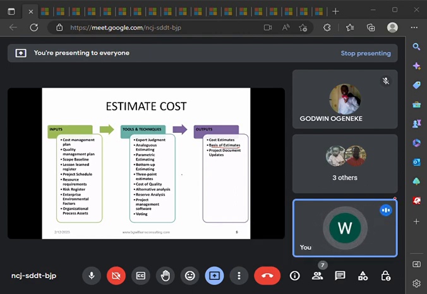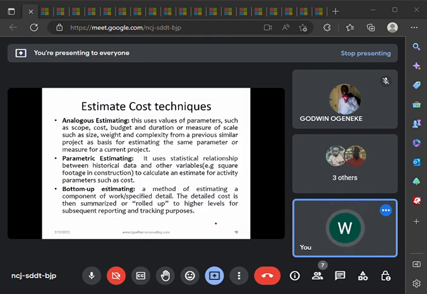So we'll look at some that we have not mentioned. So estimate cost, you see that we've explained analogous estimation before. We've explained parametric. Can you still remember analogous estimation? Parametric estimation? All right. And the only one we did not mention is the bottom-up estimation. And the other estimation we spoke about is the three-point estimation. But why is the bottom-up estimation different?